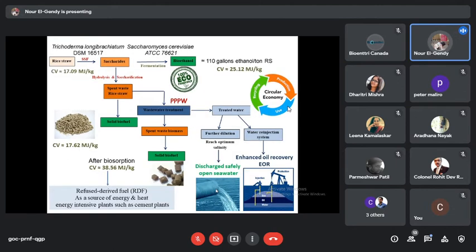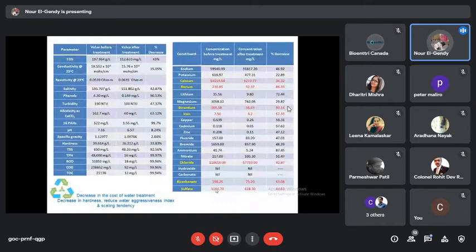We have also managed the same process using rice straw after the production of bioethanol. This has been used for the treatment of effluent of petroleum production, produced water. As we can see, it completely removed the total petroleum hydrocarbon. It reached the permissible limits for the safe discharge into the open sea.